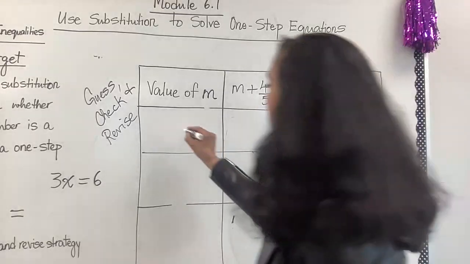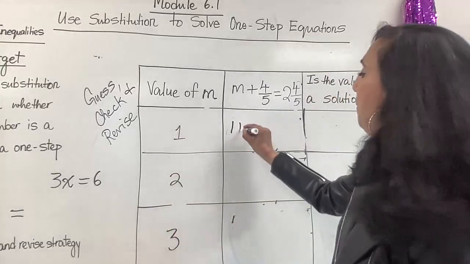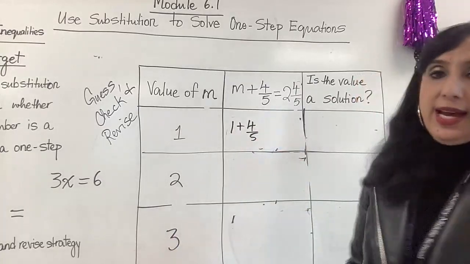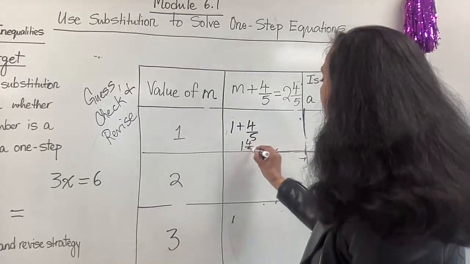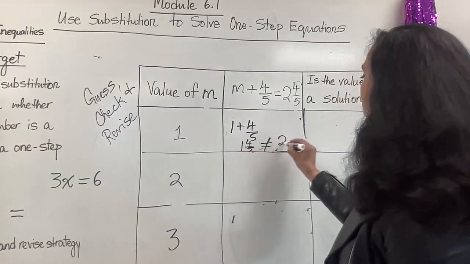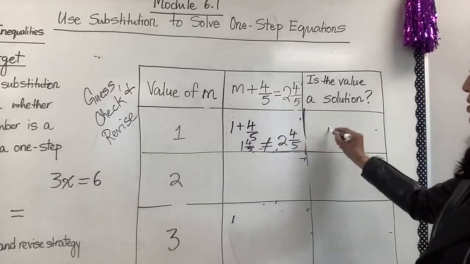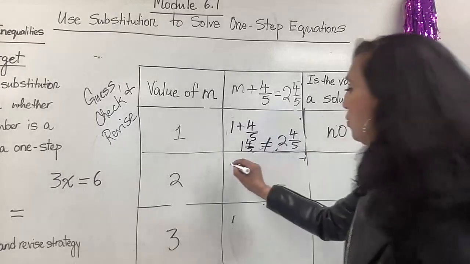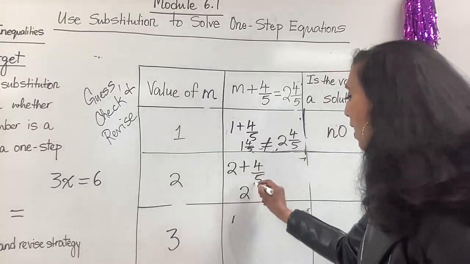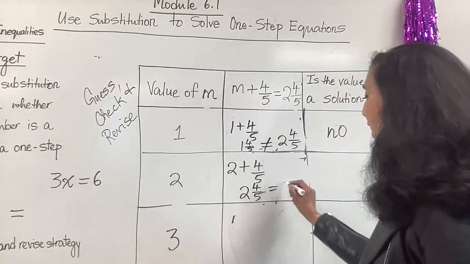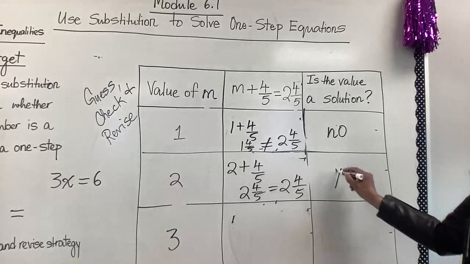So if I look at this one, if I'm given the values of m as 1, 2, and 3, if I do 1 plus 4/5, what do I get? I get 1 and 4/5, right? So 1 and 4/5 is definitely not equal to 2 and 4/5, because that's what I'm trying to get at. So this is not a solution. If I do 2 plus 4/5, what do I get? I get 2 and 4/5. Is that equal to 2 and 4/5? Yes. So this is a solution.